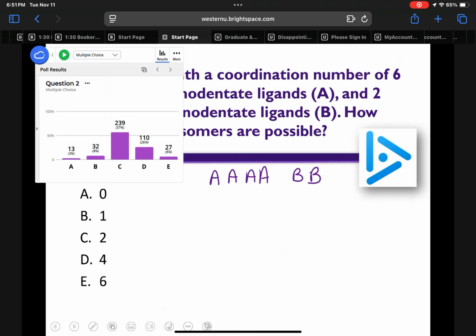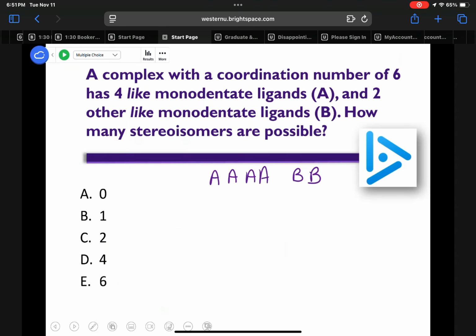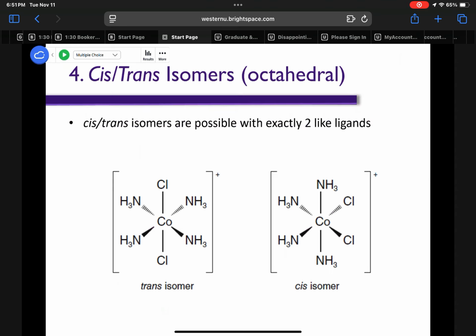C was the most popular. Going for 2, and I agree. So let's go ahead and build these. So I have my octahedral complex. I have 2 identical monodentate ligands and 4 others. So I'm just going to use no colored balls for those.